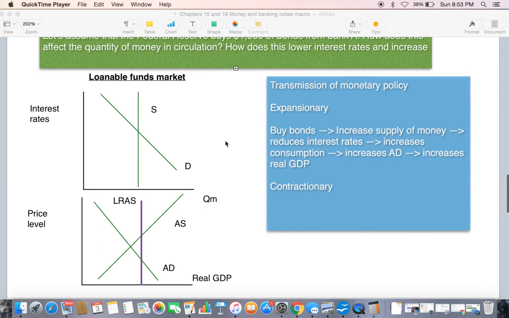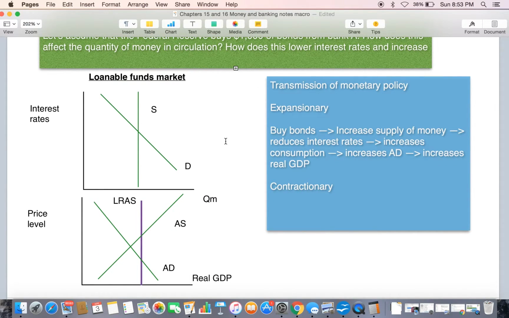So the loanable funds market can be described as the available supply and demand for money. The supply of money is going to be provided by those who are doing the lending, and the demand is going to be done by those who are doing the borrowing. So traditionally, we see banks lending and consumers borrowing.